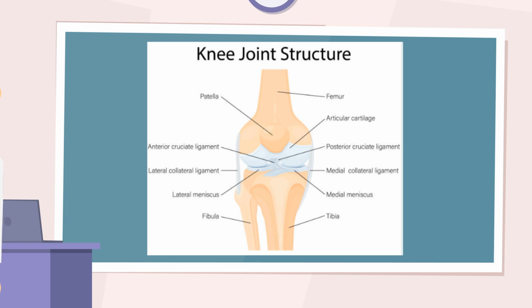The menisci, which are C-shaped pieces of cartilage, act as shock absorbers and help distribute the body's weight across the joint. They also enhance joint stability and provide cushioning. So let's now look at how a knee can become sprained.